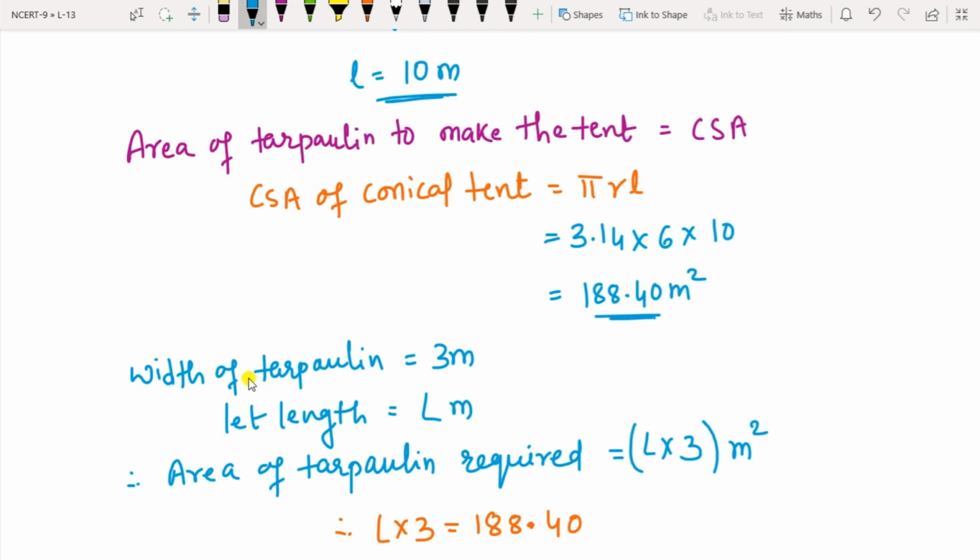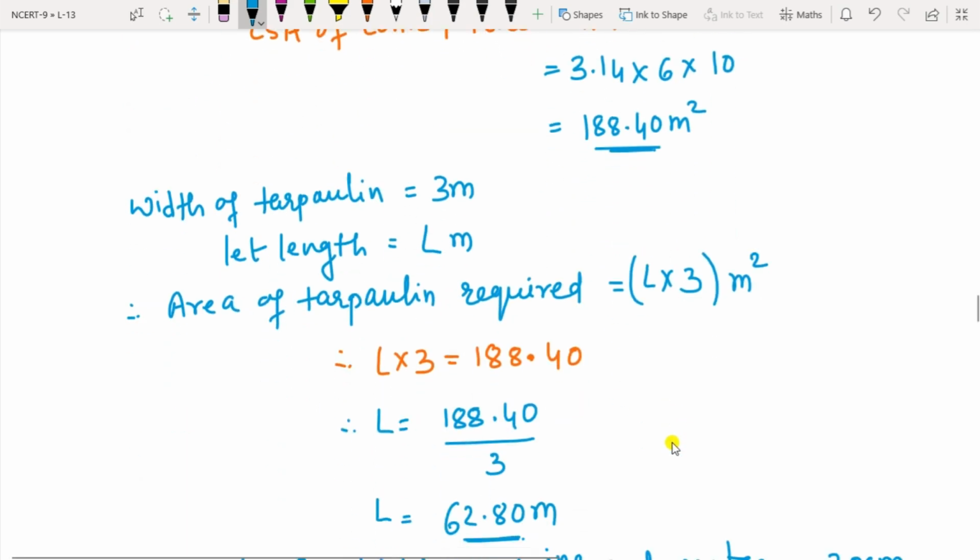Now you know the width of the cloth that is used to make the tarpaulin is 3 meter. The length we don't know, L meter. So area of the tarpaulin required will be length into breadth. Breadth is 3, so it will be L into 3 meters square. Now this is also area, so we can equate these two. So L into 3 equal to 188.40. So we want to find L, and it becomes 62.80 meter.